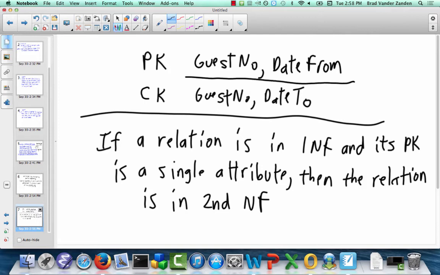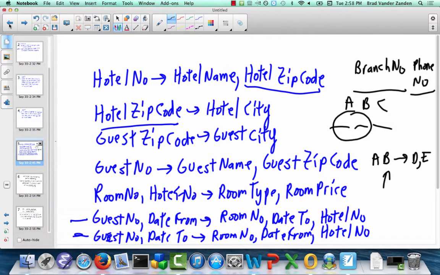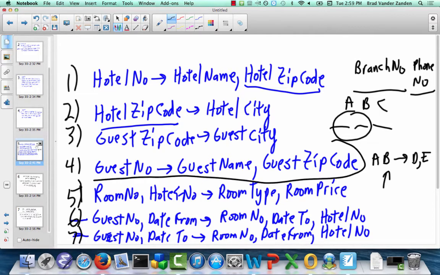So in this case, we have a primary key with two attributes. We go back to our list of functional dependencies and figure out whether any of them appears to be a partial dependency. Can anyone point out a partial dependency? Let me number them: 2, 3, 4, 5. Tell me a number. Okay, 4. This one is a partial dependency because guest number is a strict subset of guest number and date two. Are there any others?